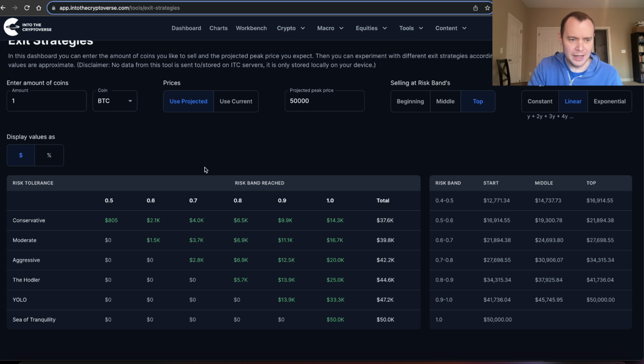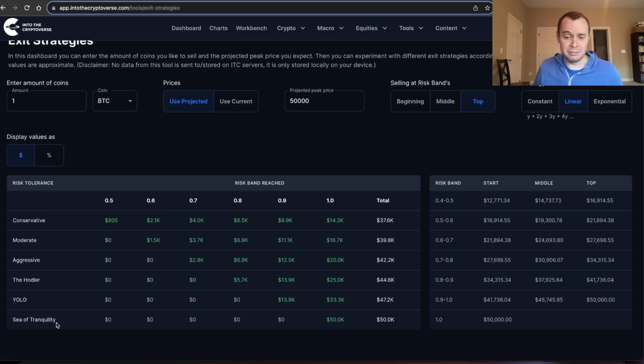Now, if you want to be conservative, that means you start selling above 0.5 risk. If you want to be moderate, it means you don't start selling until above 0.6 risk. If you want to be aggressive, above 0.7; the hodler, above 0.8; YOLO, above 0.9; and then the Sea of Tranquility is the guy that can time the top perfectly. The guy that knows exactly where the peak's going to come, and they're going to be the person that creates the top. That person is the person that follows the Sea of Tranquility.